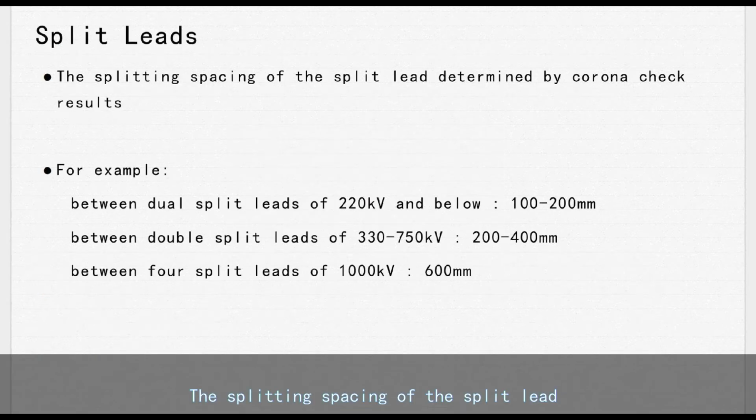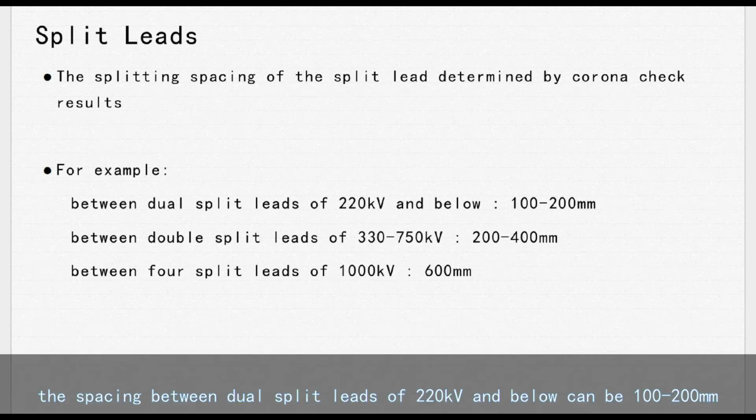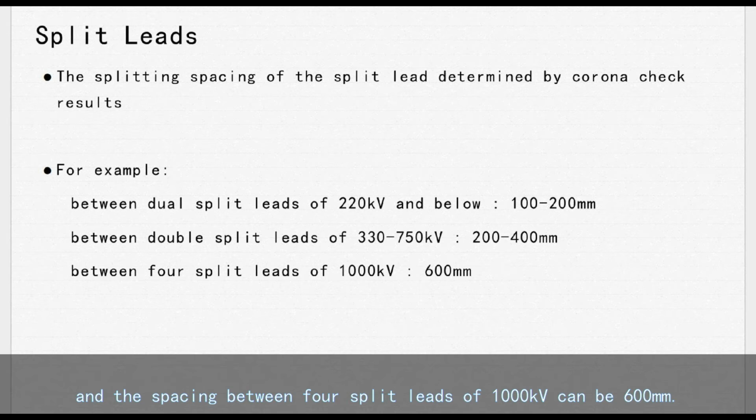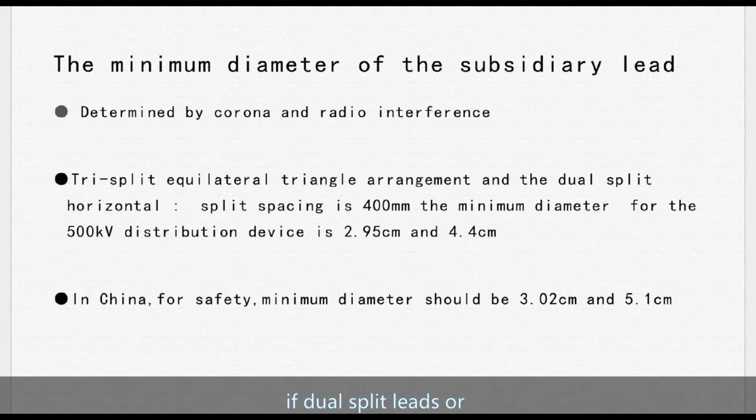The splitting spacing of the split lead is mainly determined by corona check results. For example, the spacing between dual split leads of 220 kV and below can be 100 to 200 mm. The spacing between double split leads of 330 to 750 kV can be 200 to 400 mm, and the spacing between 4 split leads of 1000 kV can be 600 mm. Among them, if dual split leads or tri-split leads arranged in equilateral triangles are used on 500 kV distribution devices, the split spacing D equals 400 mm. If horizontal tri-split leads are used, the spacing D equals 200 mm.